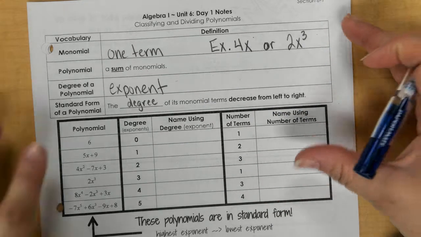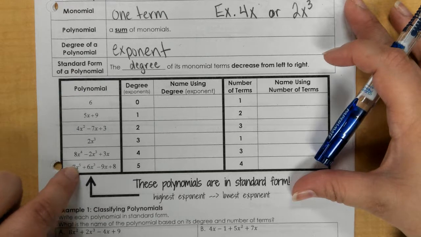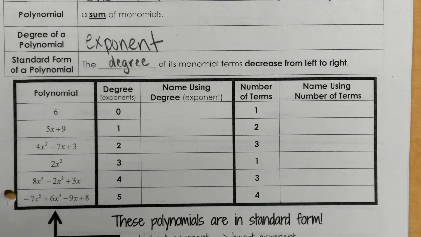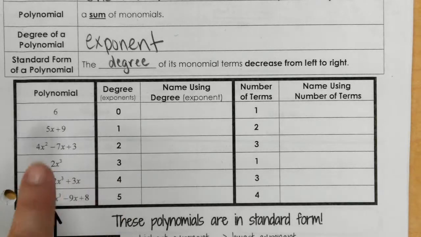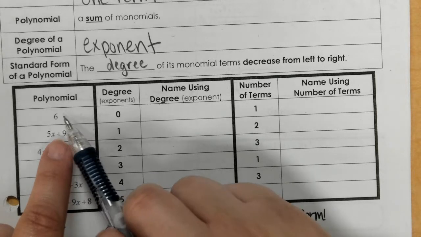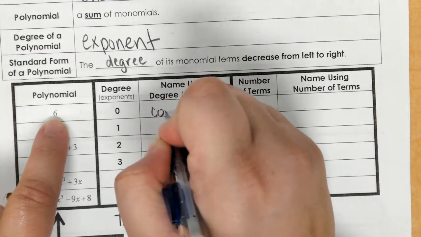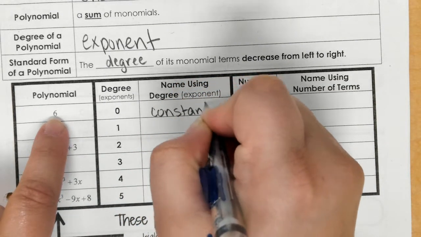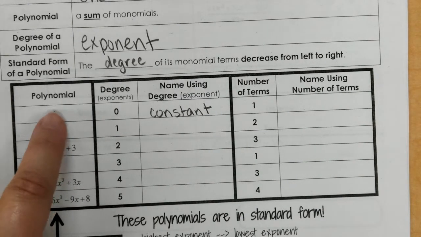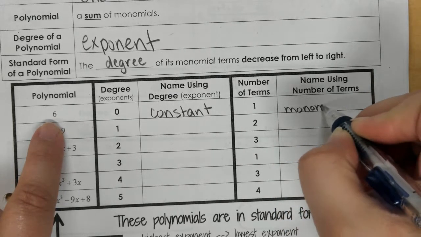Okay, so naming them. Here's a bunch of examples of polynomials, and we want to give them specific names. If I give you just a number like 6, this does not have an exponent because the exponent you're looking for is on a variable. There's no variable. So this constant, we're going to call by degree a constant, because there is no exponent. No variable, no exponent.